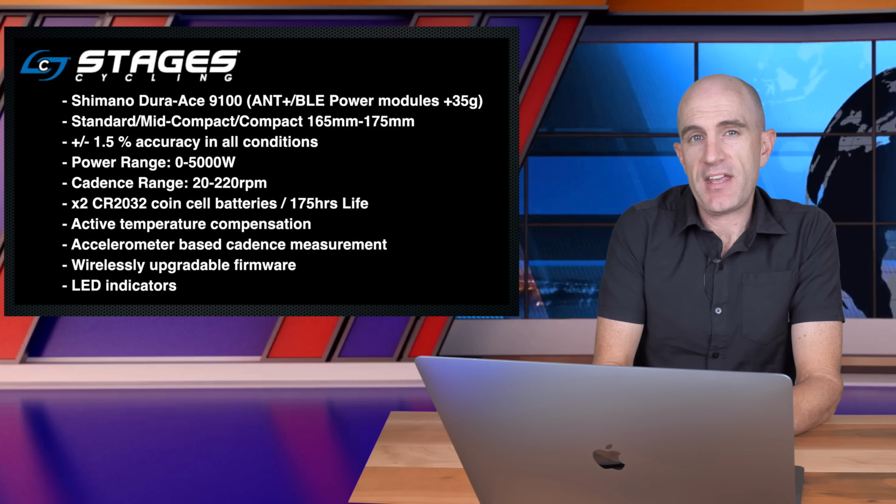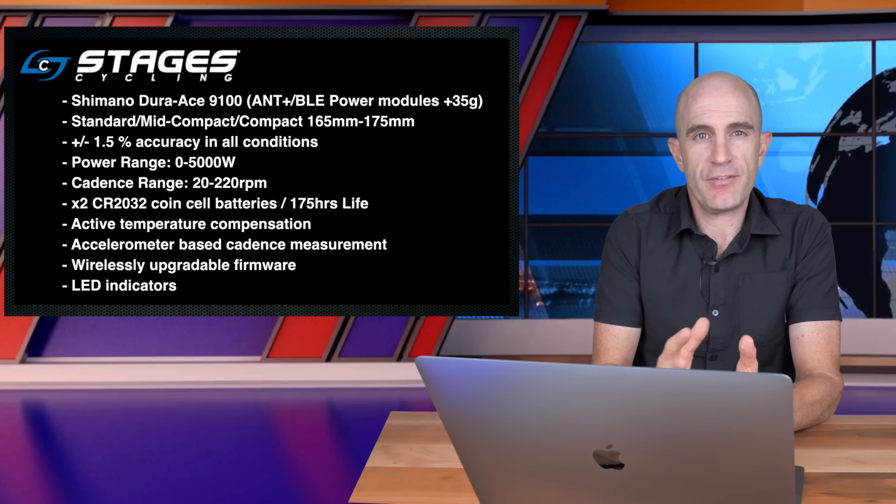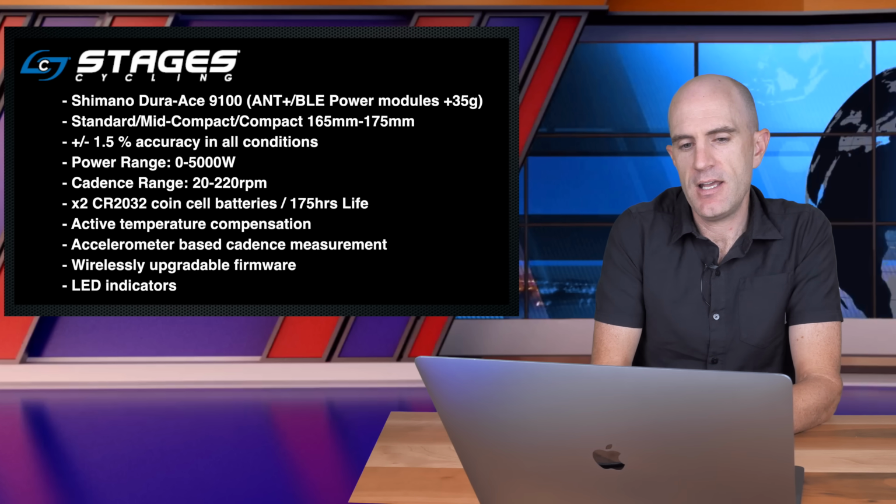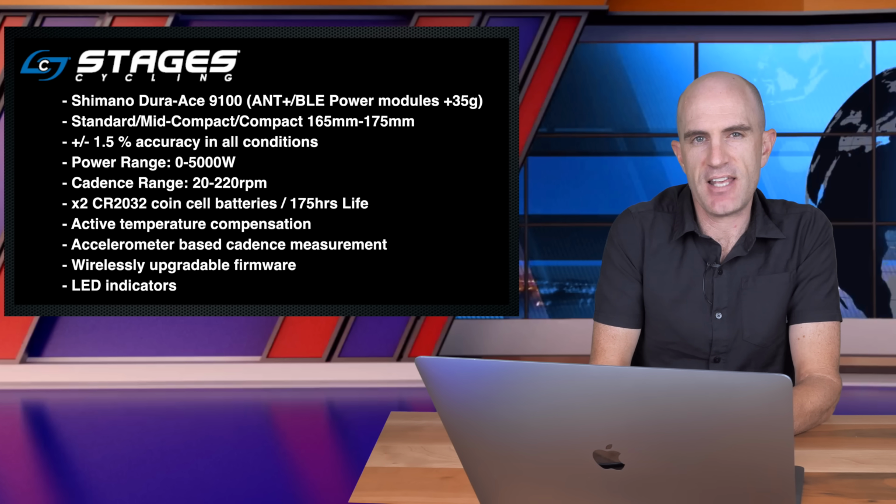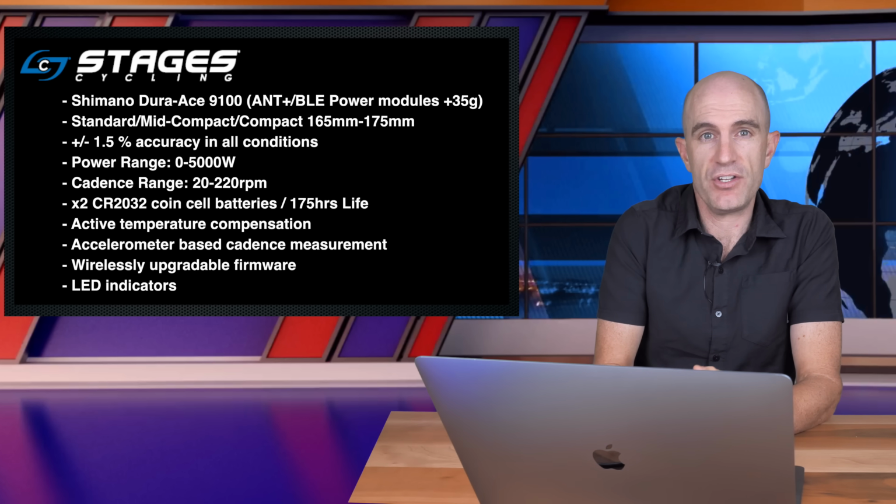Stages power meters all come with active temperature compensation, so if you're moving from hot to cold or cold to hot during one ride, the numbers should still be pretty consistent. It comes with accelerometer-based cadence measurement, wirelessly upgradable firmware, and an LED indicator, so you can see battery status and calibration status on the unit itself.